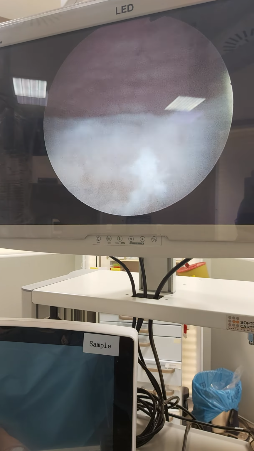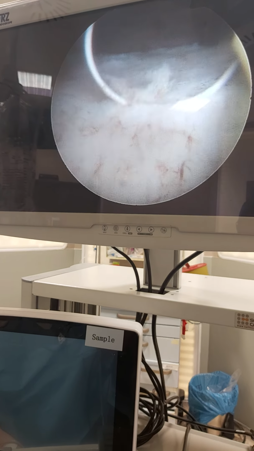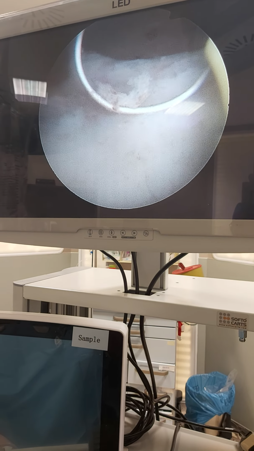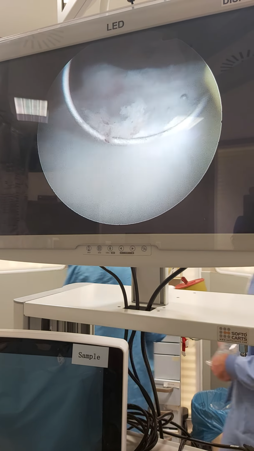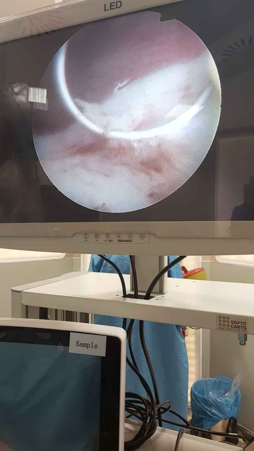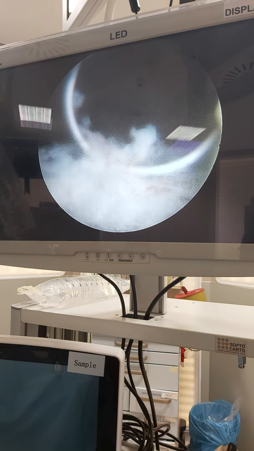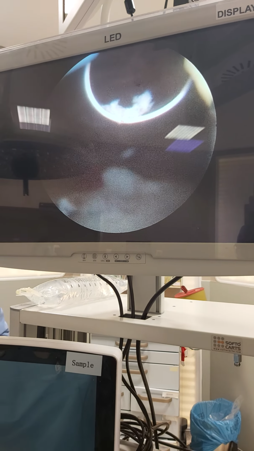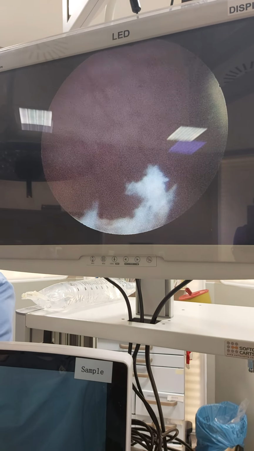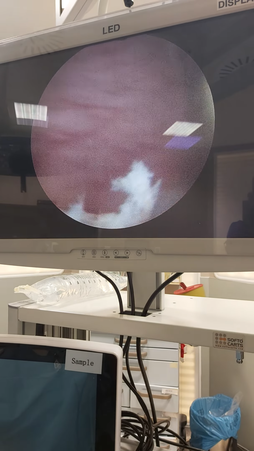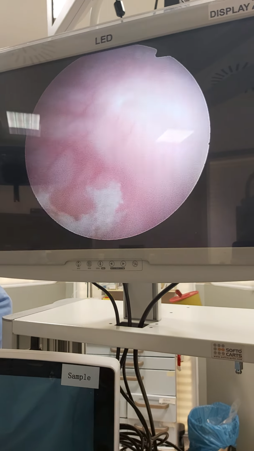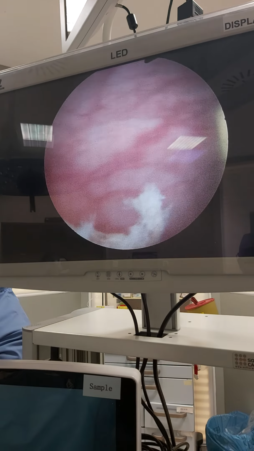I am making a little deeper fulguration. It may lengthen the recovery time, but she is brave. She will stand. I want to totally heal the problem. Okay, it seems quite good to me. These are the ureteric orifices, one on each side. Now it looks healthy to me.